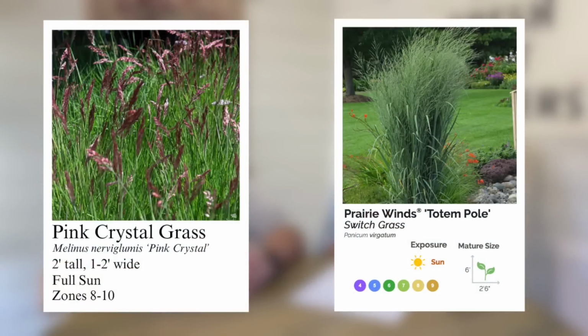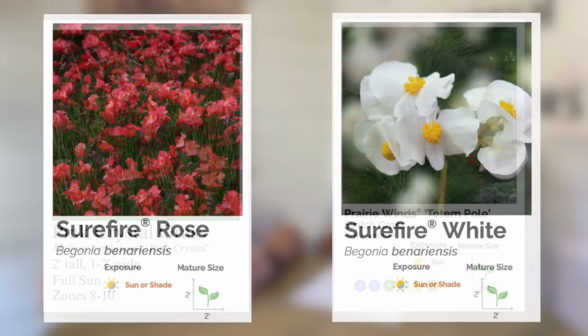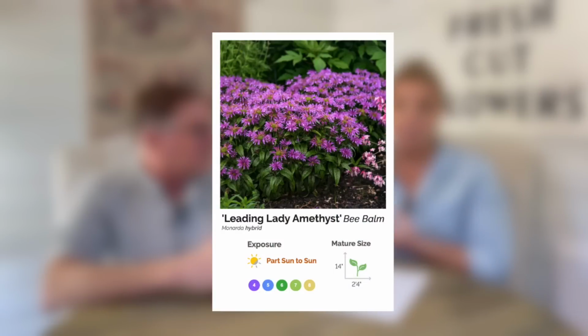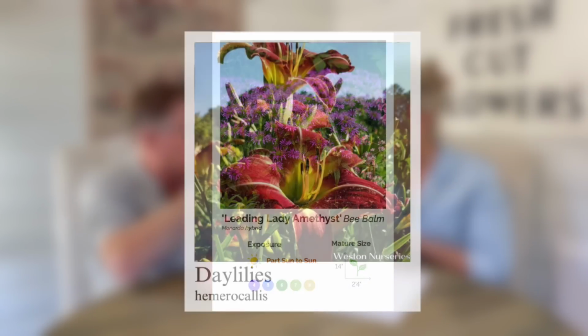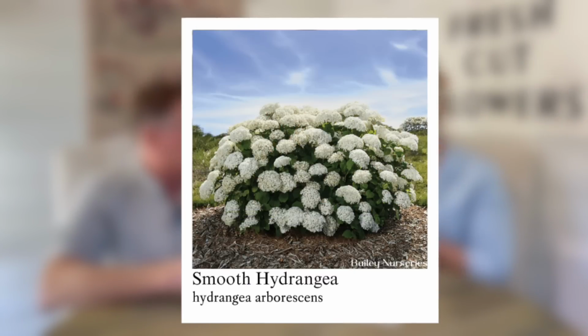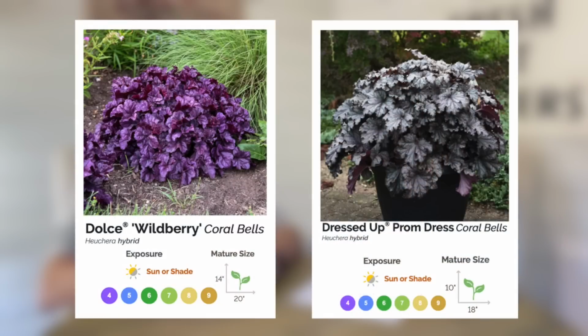But there are plants that are juglone tolerant. All ornamental grasses are juglone tolerant. Begonias, that Surefire begonia is growing beautifully. Amazing. Monarda or bee balm is a great one. Daylily is a great one. Redbuds are a great one. Smooth hydrangeas are a good one. There's a lot of plants that are juglone tolerant. How about coral bells? That's right. Yeah, that is another one.